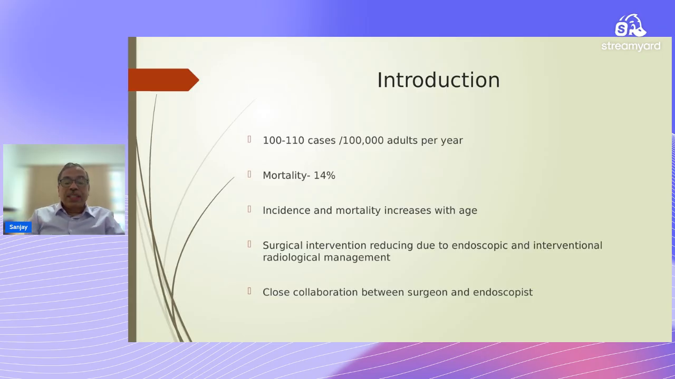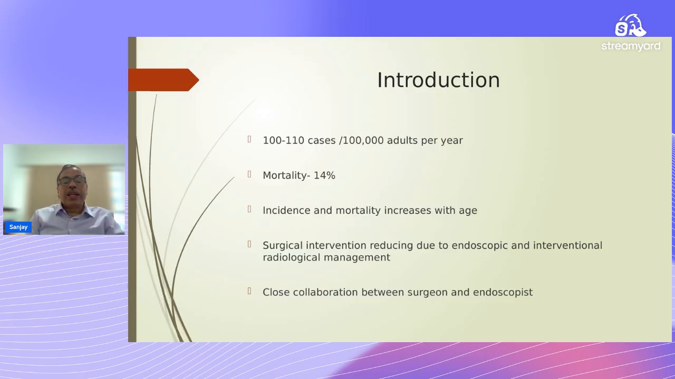In today's world, surgical intervention has been reduced substantially in managing upper GI hemorrhage. In fact, more than 95% of cases of upper GI hemorrhage which require any form of intervention can be managed by endoscopic as well as interventional radiological management. So surgery has taken a backseat. Very few cases, less than 5%, would require surgical intervention.